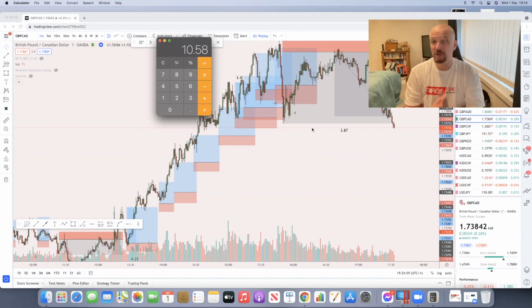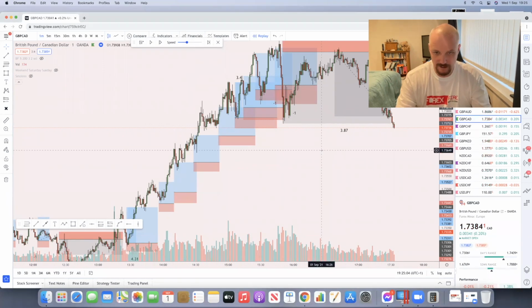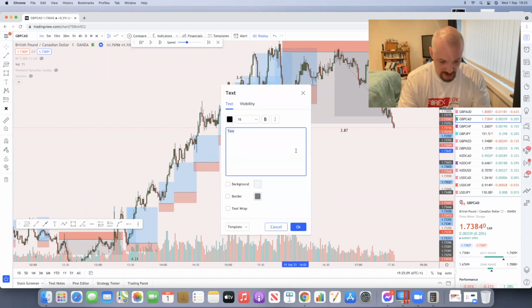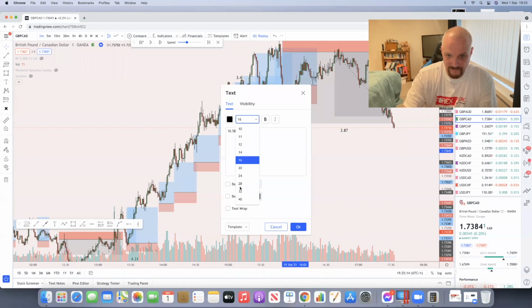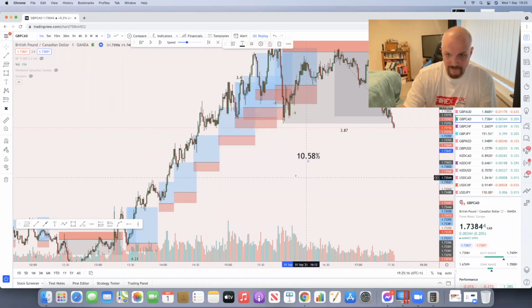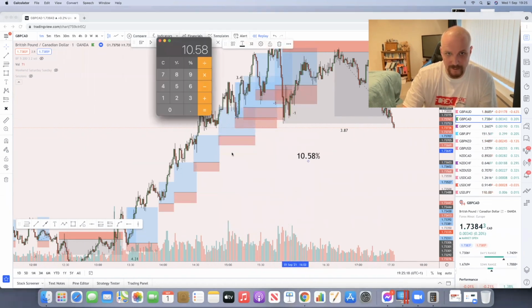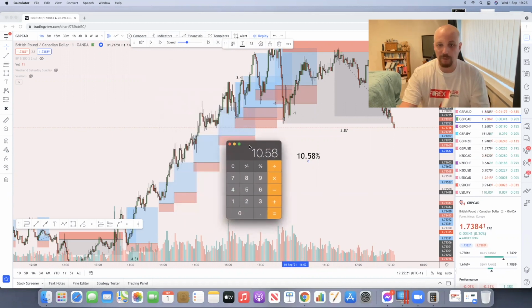Based upon using basic structure, 10.58%. Let's get that calculator back on this, just so you can see that. Based on basic structure and using this method, again, this is given or would have given today, using this technique, an account growth of 10.58.